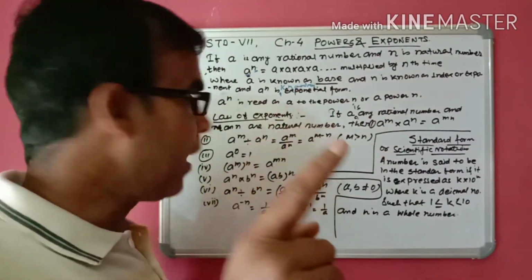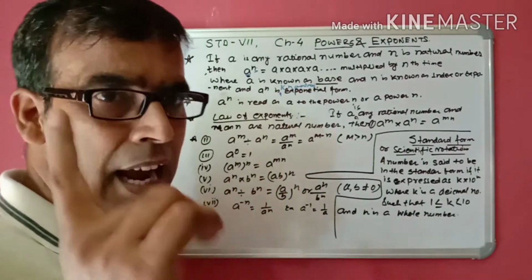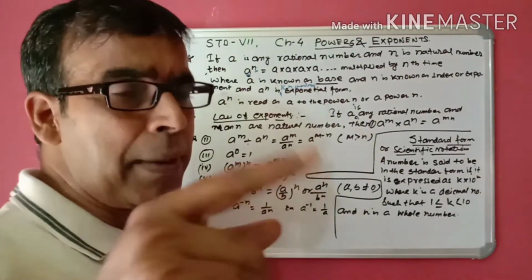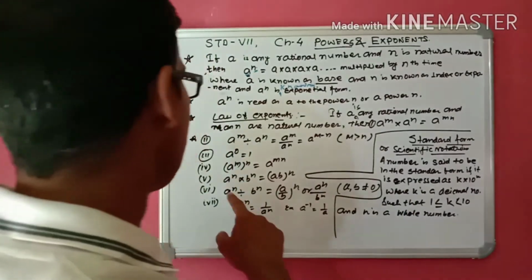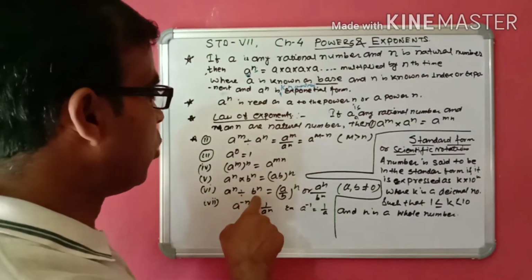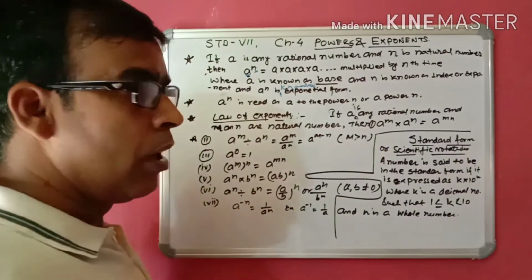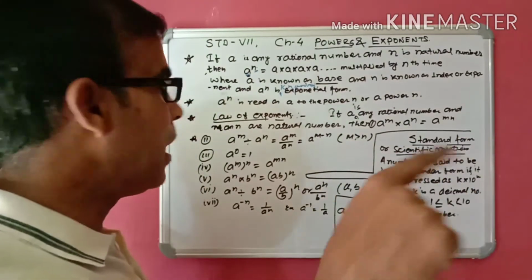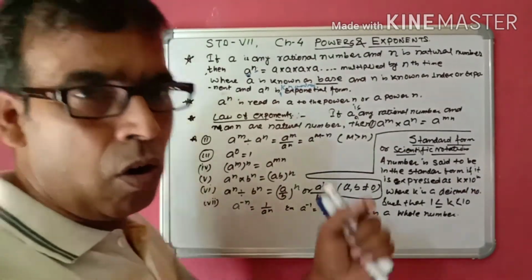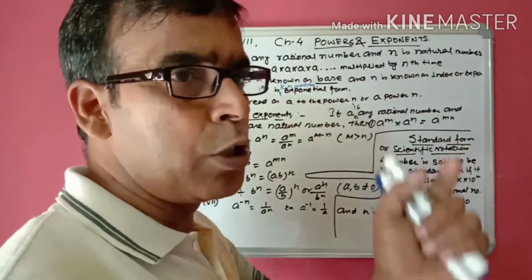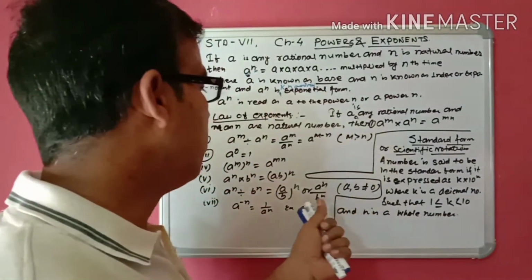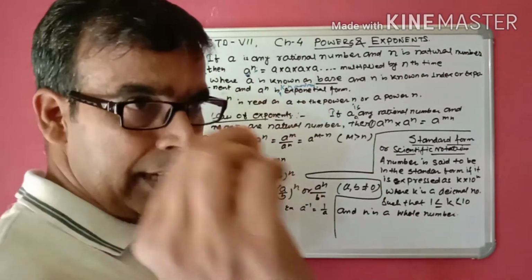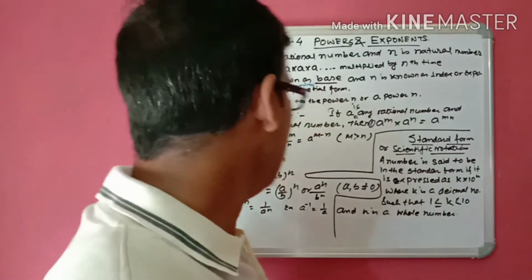A to the power n into b to the power n, I can write as ab to the power n. A to the power n divided by b to the power n, we can write as a by b to the power n, or a to the power n divided by b to the power n, where b is not equal to 0.